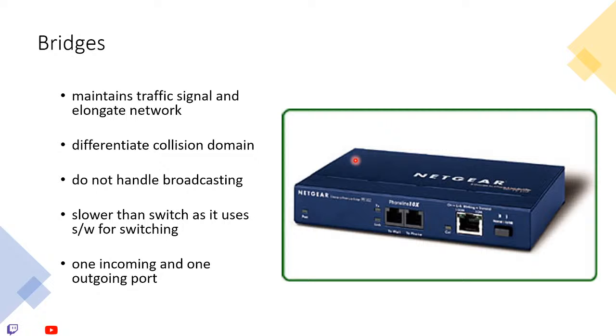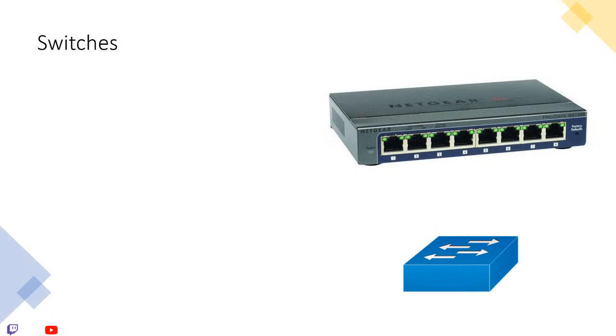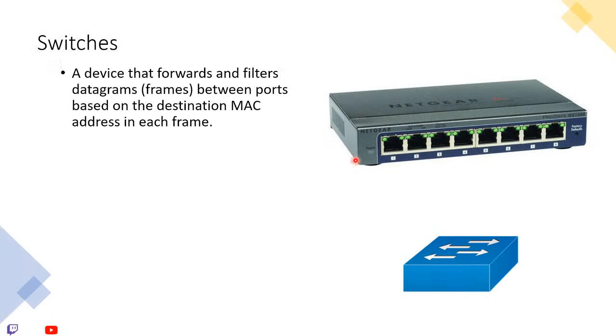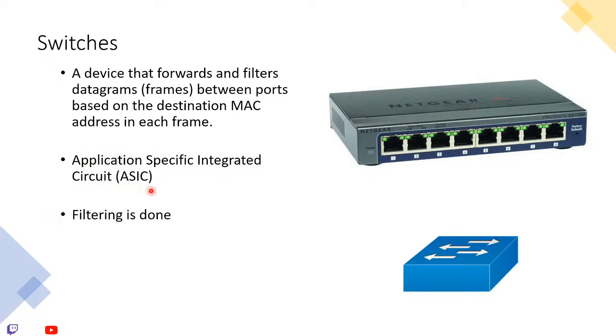So next talking about the switches. A device that forwards and filters datagram frames between ports based on the destination MAC address in each frame. So it uses an application-specific integrated circuit, ASIC. Filtering is done, it maintains the MAC table, and works on the data link layer.